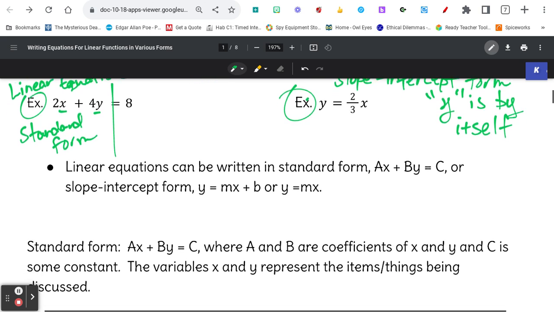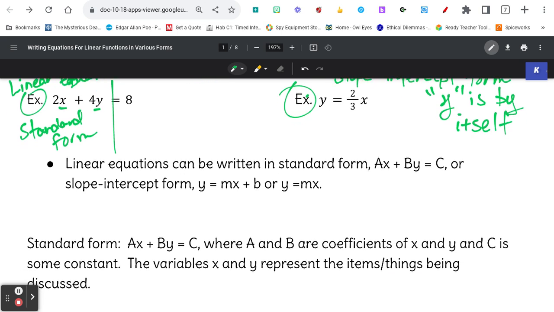Linear equations can be written in standard form or slope-intercept form. Again, here's standard form. We have ax plus by equal to c, or slope-intercept form, which is y equals mx plus b, or y equals mx. So I'm going to break each one of those forms down so you can know what each part means because they actually mean something.